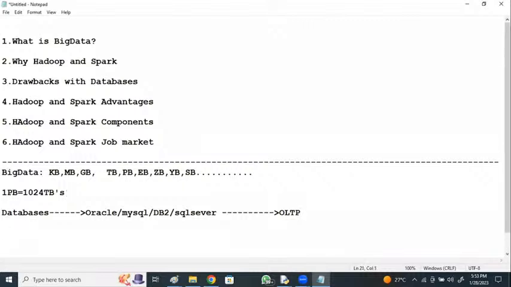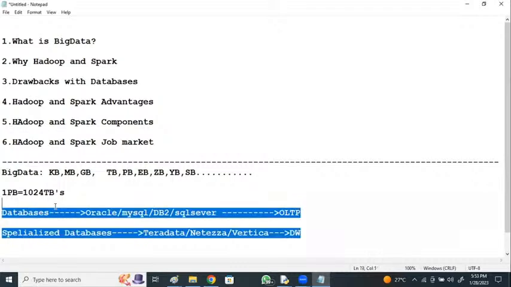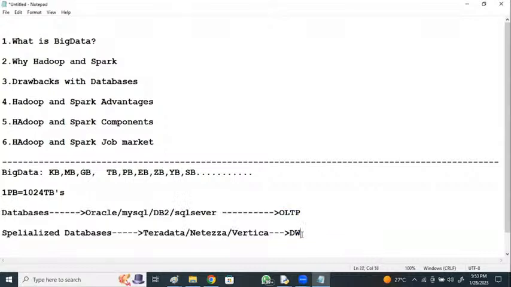But we also have some specialized databases, used for data warehouse purposes, like Teradata, Netezza, and Vertica. These are used for OLAP, data warehouse purposes, DWH. OLAP is online analytical processing. Databases and specialized databases are both used for these purposes.